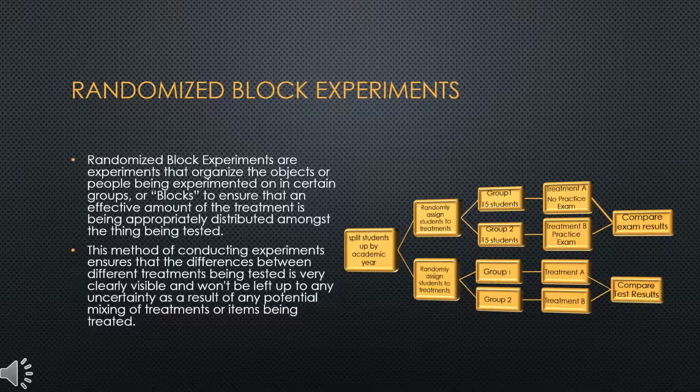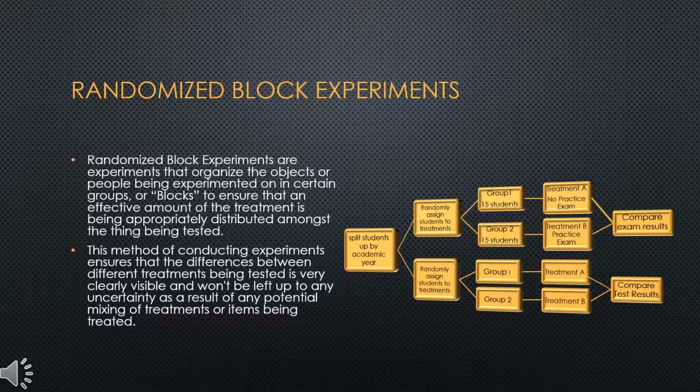Randomized block experiments are a method for trying to find out information about a certain subject or situation, as most experiments do. However, this specific method of trying to find information or data does so by organizing the different test subjects being treated for the experimentation into particular groups, or blocks, as they are known here. And they do this before any actual treatments are applied to the subjects.